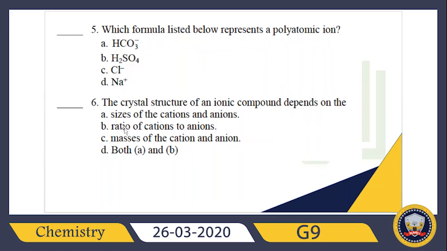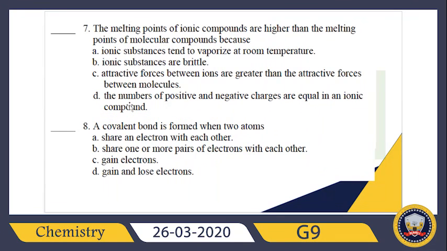Question number 6. The crystal structure of an ionic compound depends on what? A, B, C, or D? Now you can see here A and B are correct. So the answer is D, both A and B. It depends on the sizes of the cations and anions, and it also depends on the ratio of cations to anions. So let's continue.